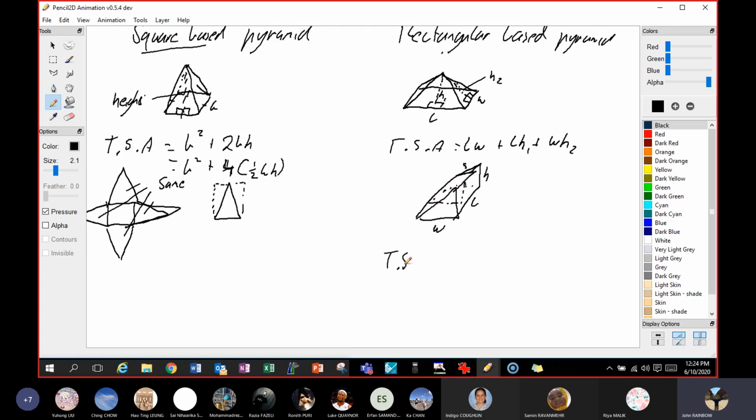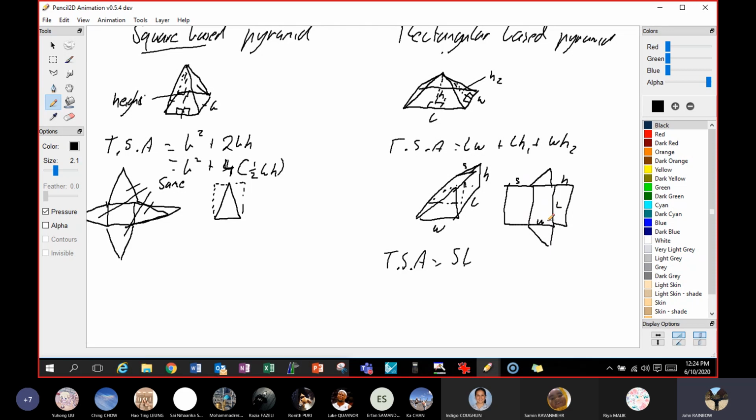So for the total surface area, if we unfolded this, it would look like this. This would be your width. That would be your length. This dimension here would be your height. And we'll pull the slanted edge off here. That would be a slanted edge. And there'd also be a triangle here.